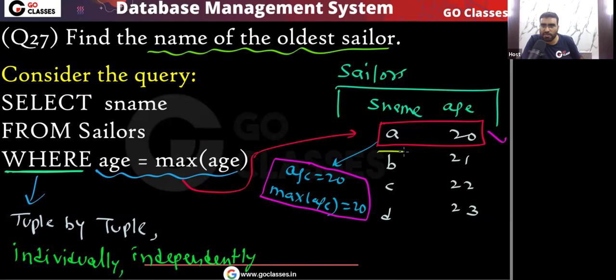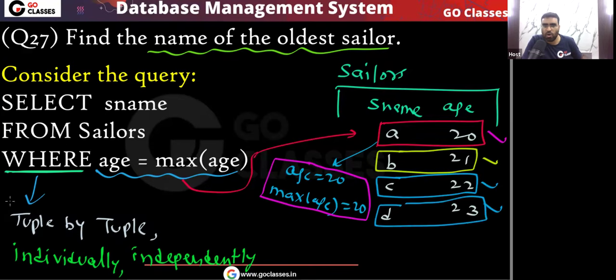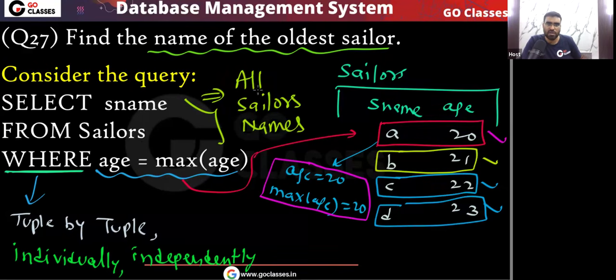Okay, very simple. Similarly, for this age also the same thing. This will be selected, because for this tuple, max age is 21. For this tuple, max age is 22. For this tuple, max age is 23. All the tuples will be selected. So remember, this query will give you all sellers' names. Is this clear?